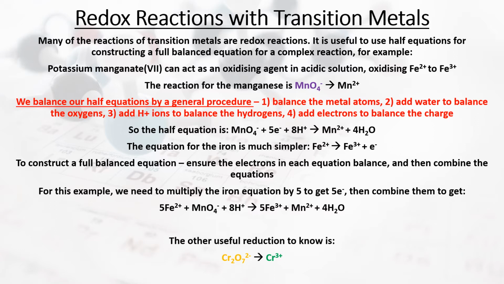And then to construct our full balanced equation, we have to ensure that our electrons in each equation balance. So we have the same number of electrons in each equation, and then we combine the equations. So you can see here that for the manganese equation, we have 5 electrons.